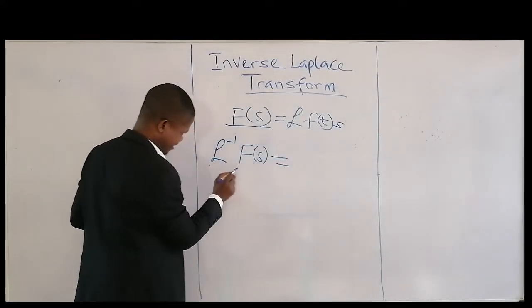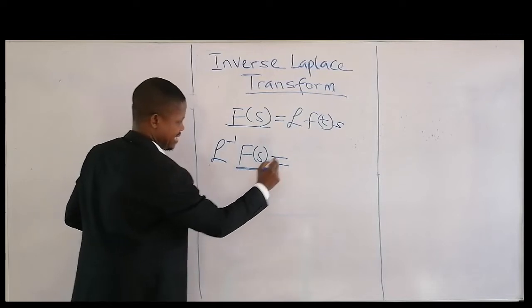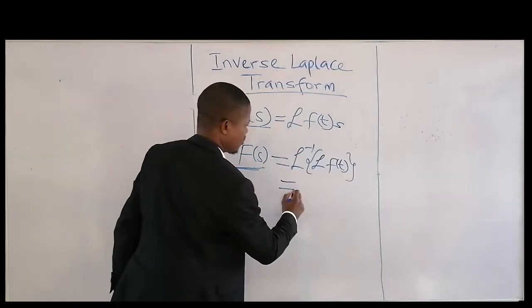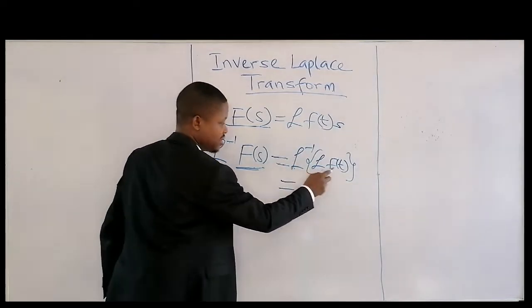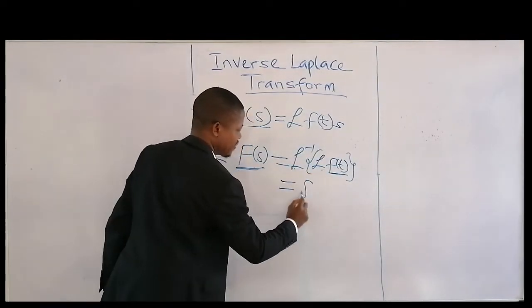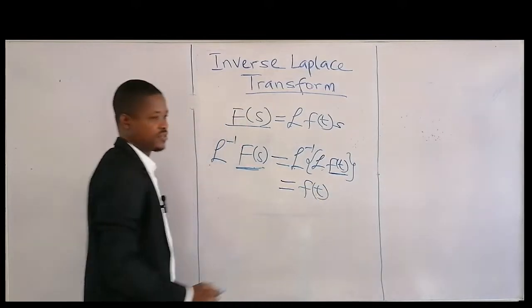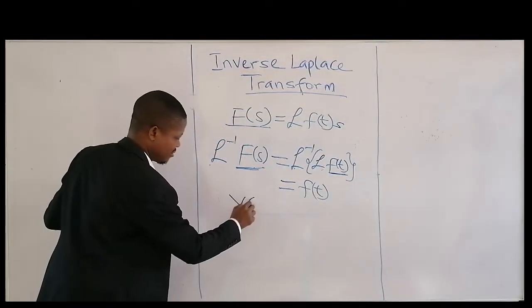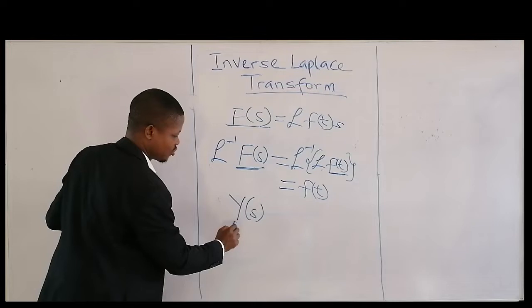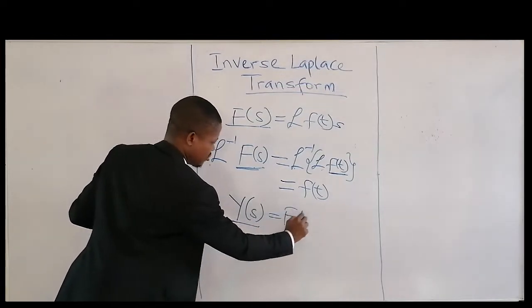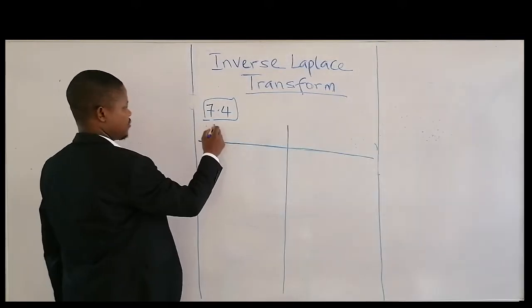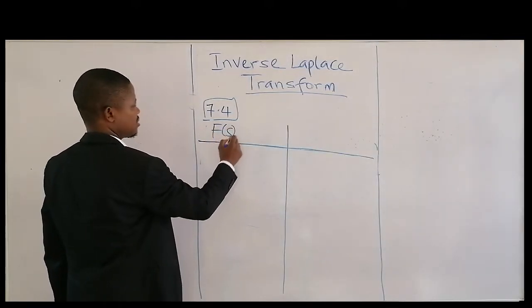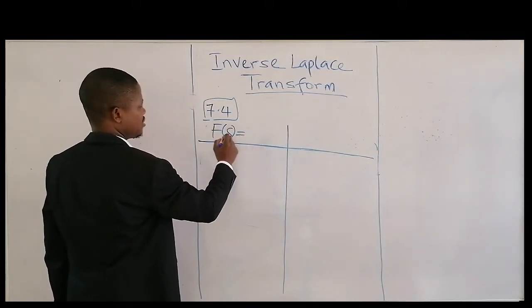And don't forget, this same symbol here is also the same thing as what? When you take the inverse of a Laplace function, it's going to give you that function, f of t. This is another symbol for Laplace. This one and this one are also the same thing. Table 7.4. Don't forget, this one is the same thing as what?